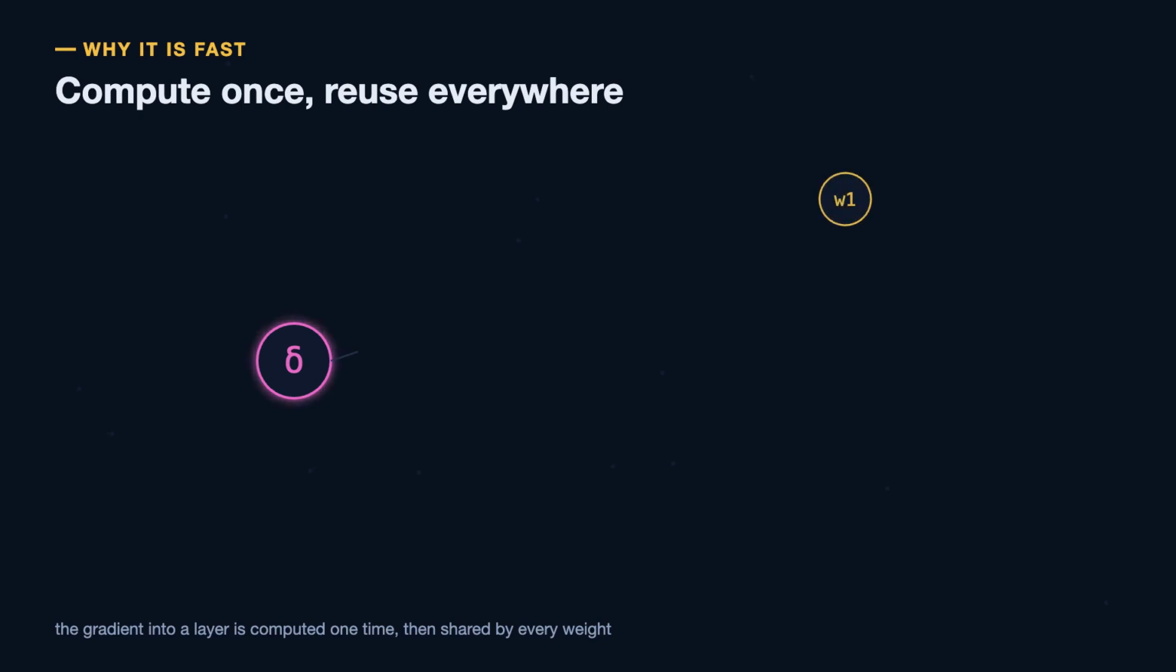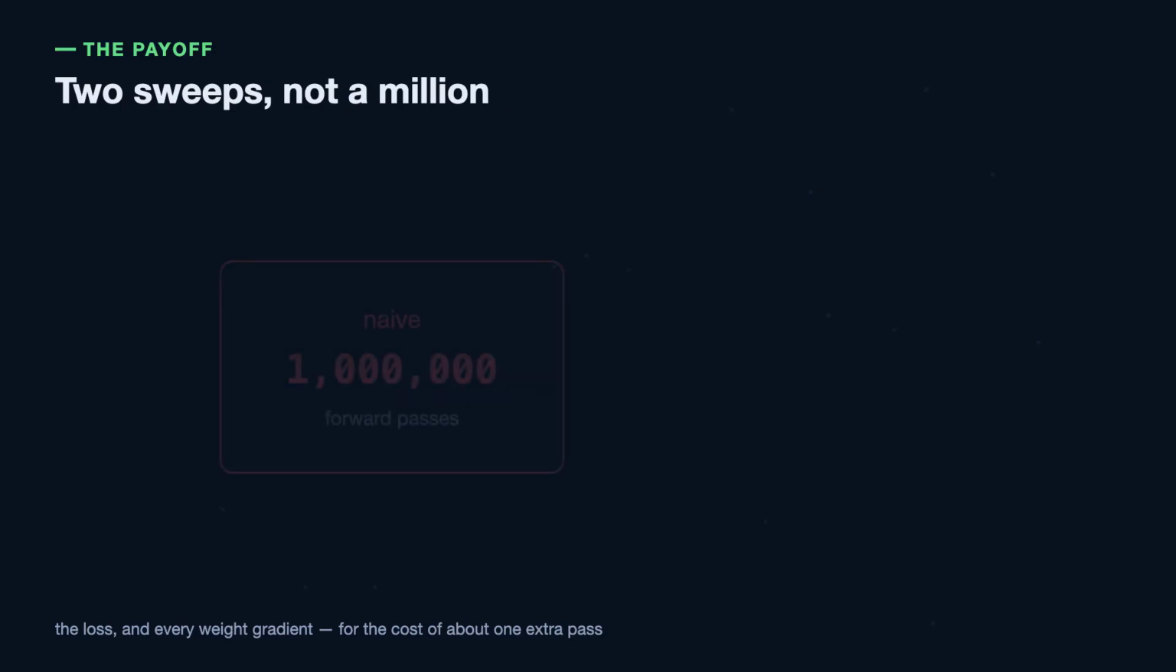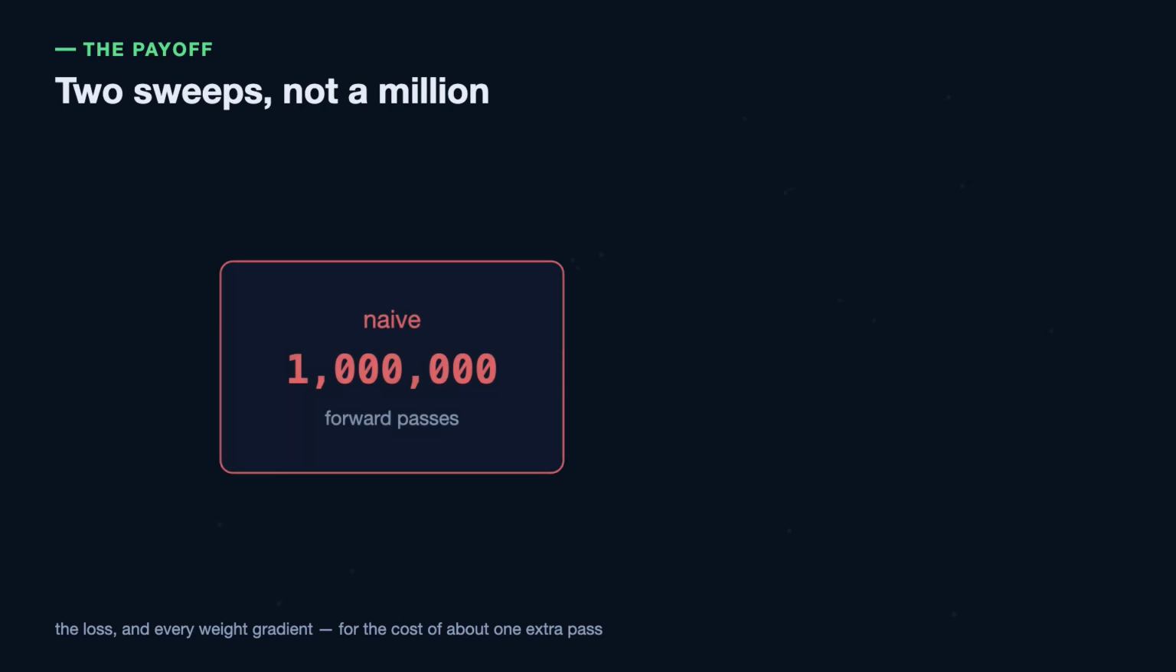Nothing anywhere is ever recomputed. Computer scientists have a name for this: dynamic programming, solving each subproblem a single time and storing the answer. That reuse is precisely why backpropagation is fast, instead of hopeless. And now the payoff in full. The backward pass costs about the same as the forward pass, roughly 1 times the work, not 1,000,000 times.